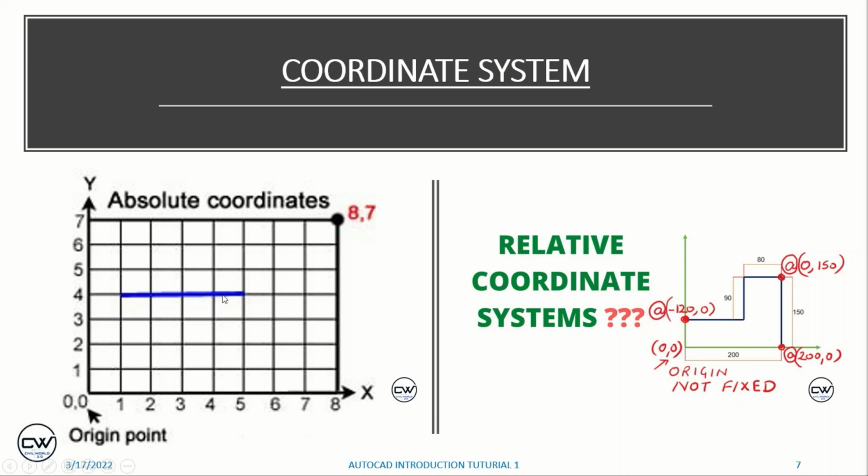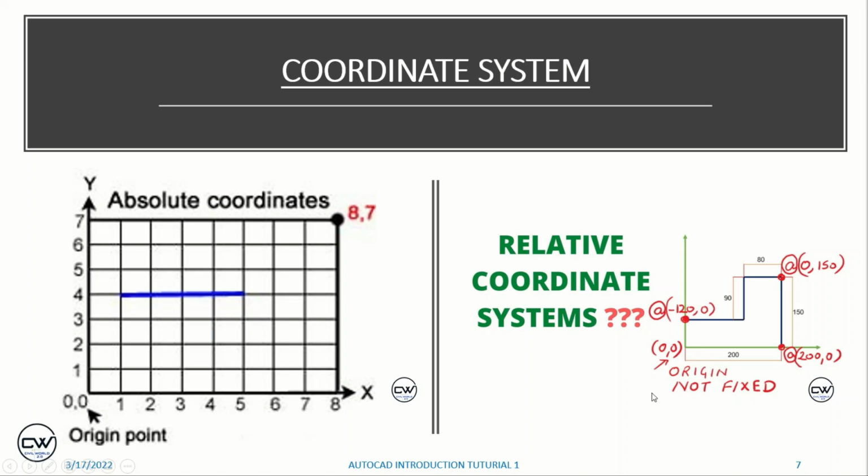If we draw one line somewhere where the x value is 1 and the y value is 4, we can say 1 comma 4. So this is the absolute coordinate system. We are not using z values here. So 1 comma 4 is the absolute coordinate system. This is the starting point, and the ending point is 5 comma 4. So this is the absolute coordinate system.